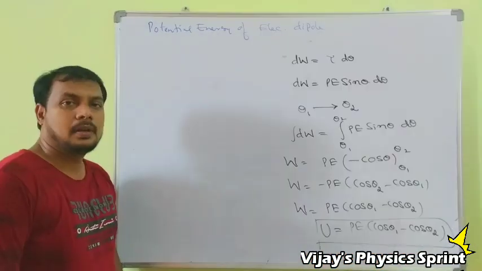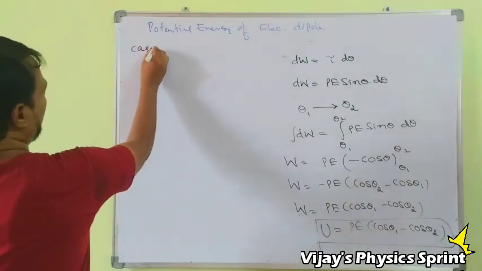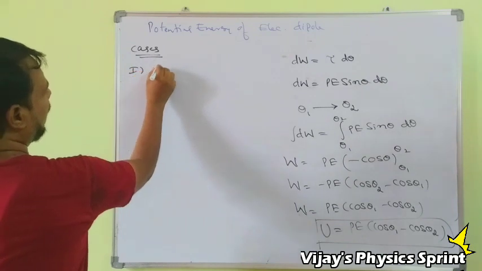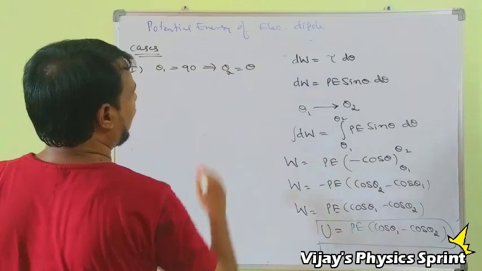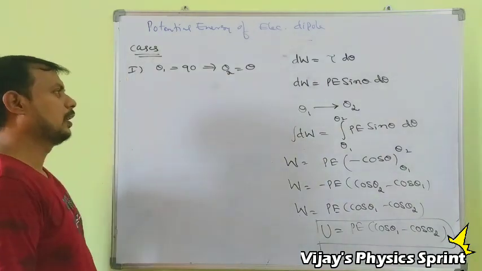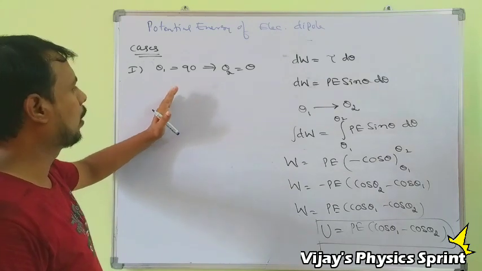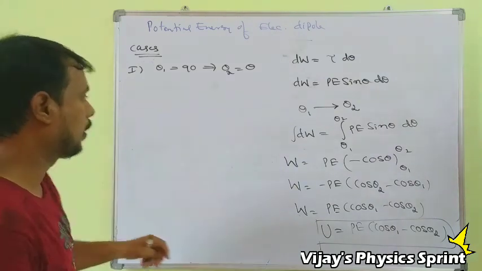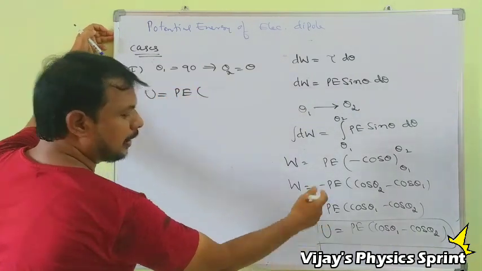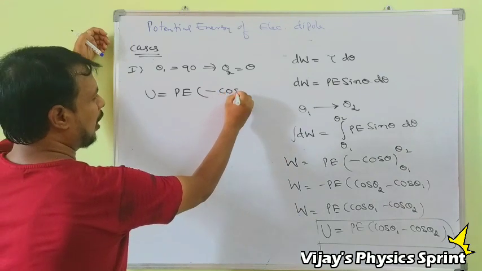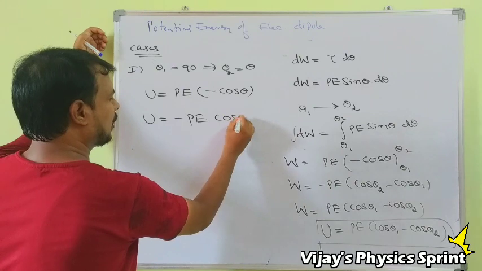Okay. Now see some special cases in potential energy. Case 1: rotated from 90 degrees to some certain angle. The initial position is already perpendicular, the dipole to the electric field intensity. Now it is rotated by some certain angle. Then what is the potential energy? U equals PE into cos 90, which is 0, minus cos theta. That is nothing but the potential energy, minus PE cos theta.